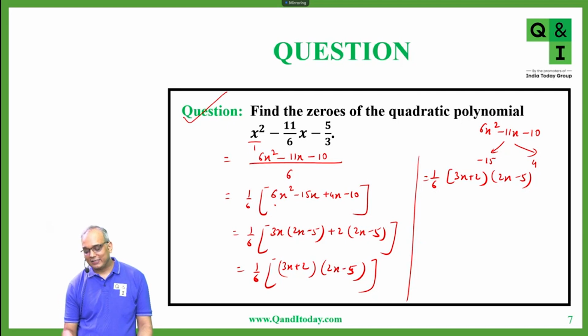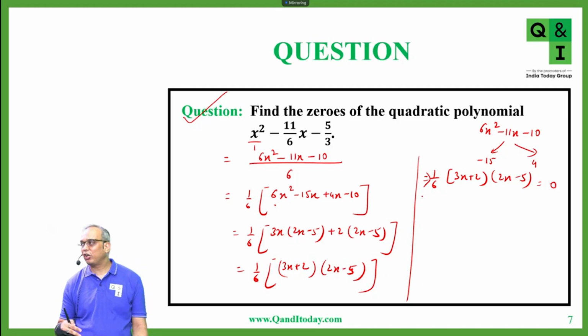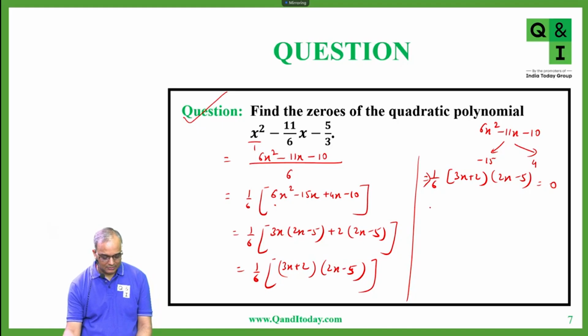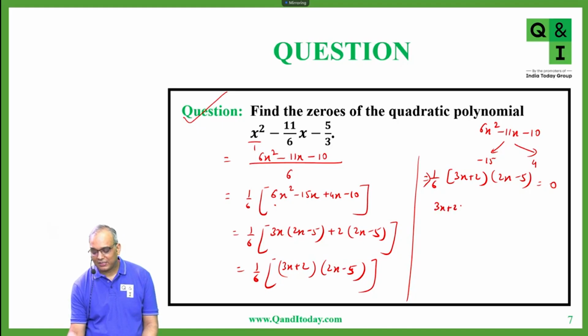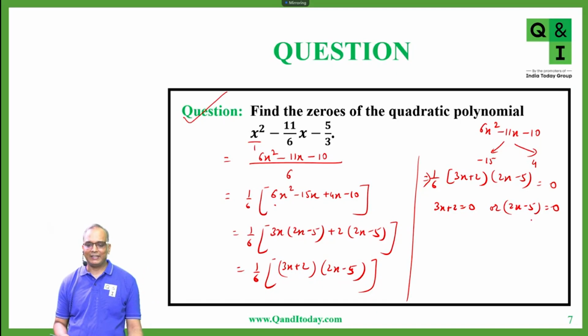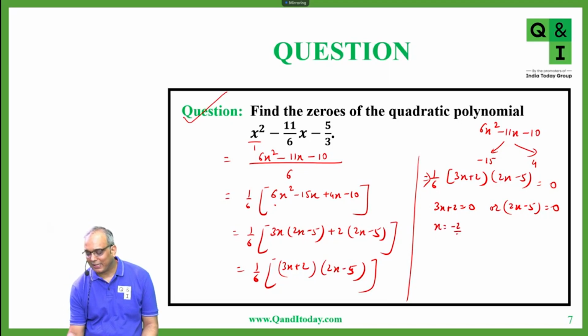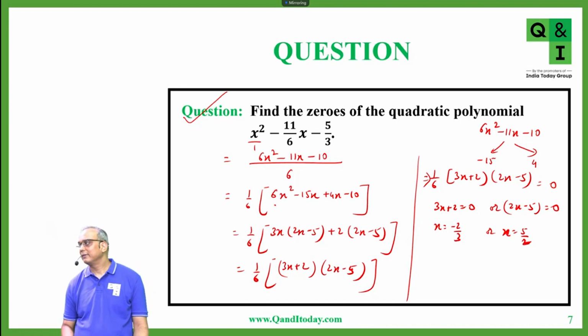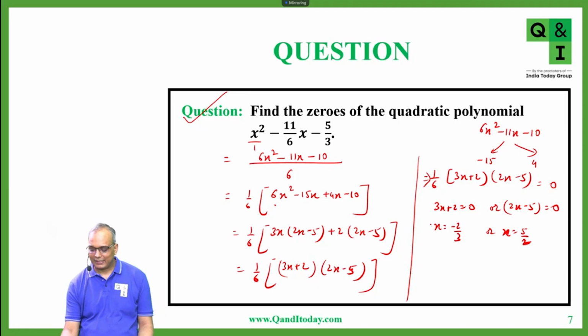So if we have to find the zeros, students, what we'll do? We'll equate it to 0. So when you equate it to 0, the 6 in the denominator will go to the other side, will become 0. So your x becomes 3x plus 2 is equal to 0, or the other factor 2x minus 5 may be 0. If the product is 0, either of the factor is 0. So your x is minus 2 by 3, or x here is 5 by 2. Clear? Yes, correct. So these are the zeros of this quadratic polynomial.